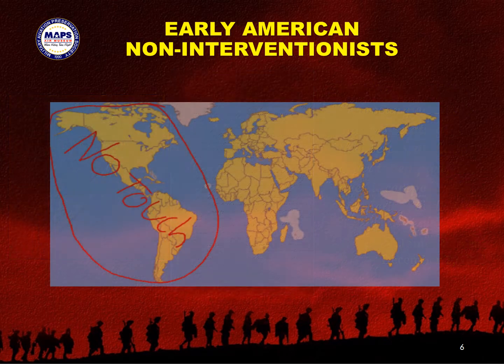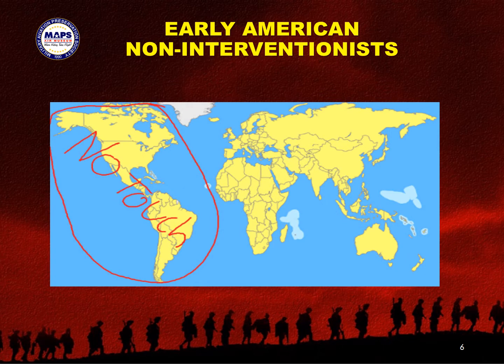That doctrine also stated that further efforts by European nations to colonize land or interfere with nations in North or South America would be viewed as acts of aggression requiring U.S. intervention.